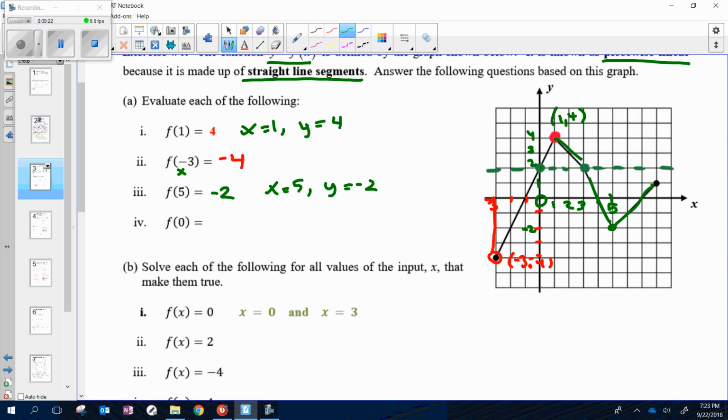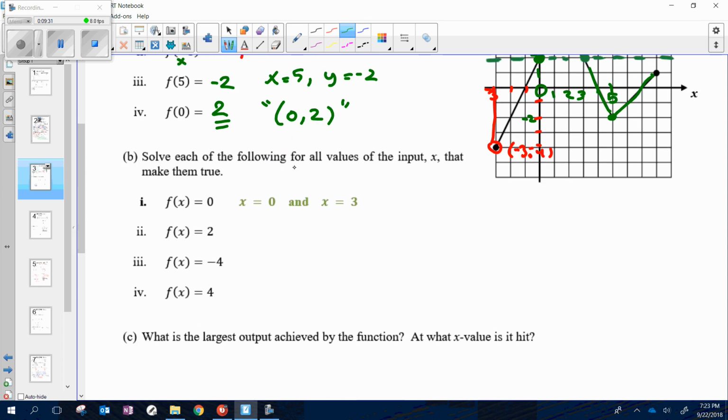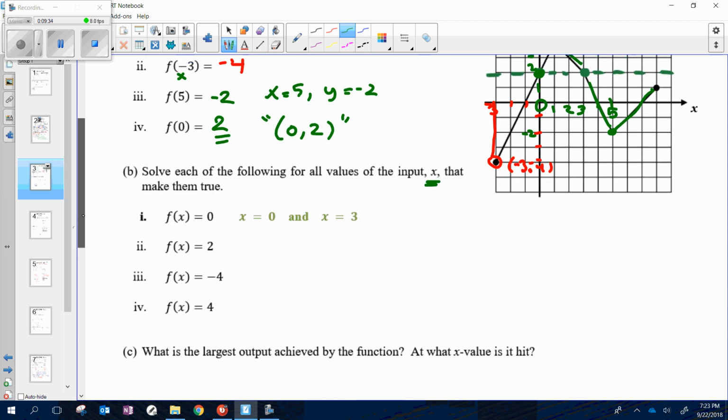0 goes up to a y value of 2. There's a point on the graph, 0, 2. That's another way to look at it. I was looking for the output. Solve each of the following for all values of x that make it true.